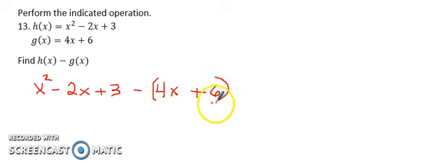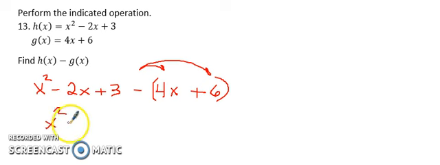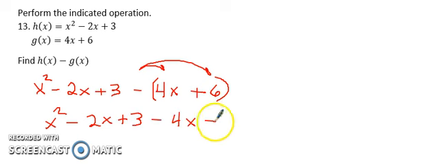So we're going to have to remember to put parentheses around the entire quantity and distribute that negative in each term within g of x. That changes the signs that we have for each term within g of x. So now from here we want to combine like terms. So we have a minus 2x and a minus 4x. We got a 3 and a minus 6 we're going to combine.